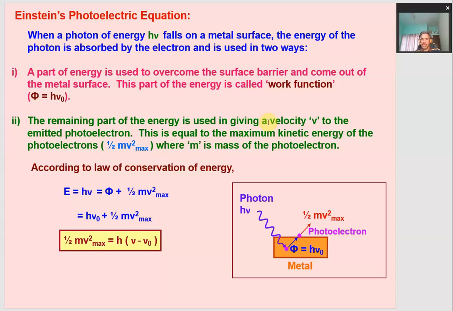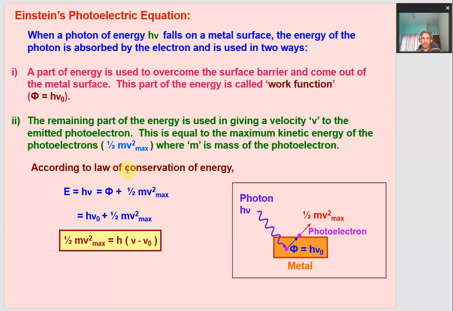And with this velocity, the electron now possesses some kinetic energy, which is written as half mv square. Here we have put a subscript max, that means maximum kinetic energy. m is the mass of the photoelectron. So Einstein's theory says about this photoelectric emission that whenever energy is absorbed by one electron, the electron uses this energy in two steps. In the first step, it overcomes the binding energy or work function of the metal, right? And the remaining part of this energy is used to give the kinetic energy to the electron.